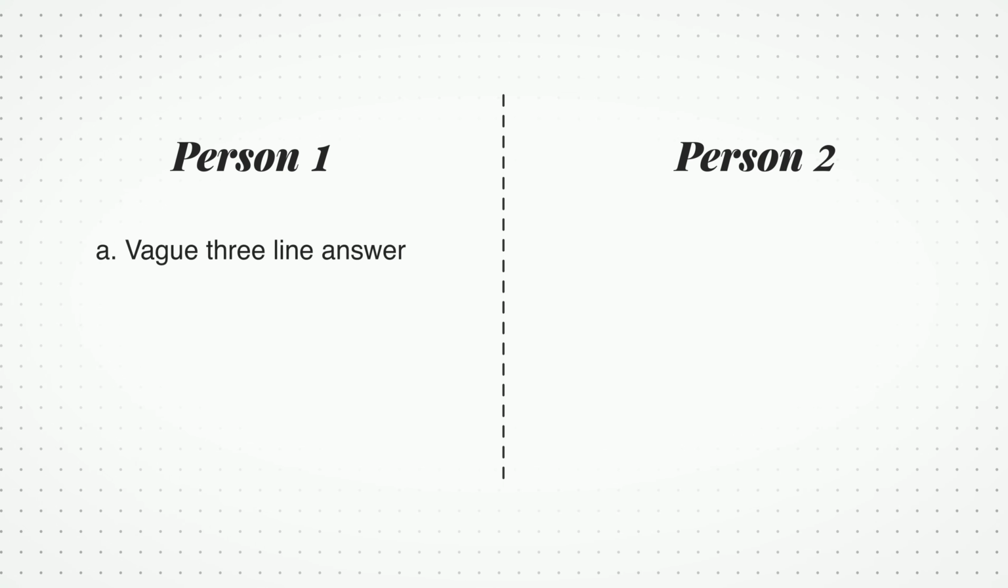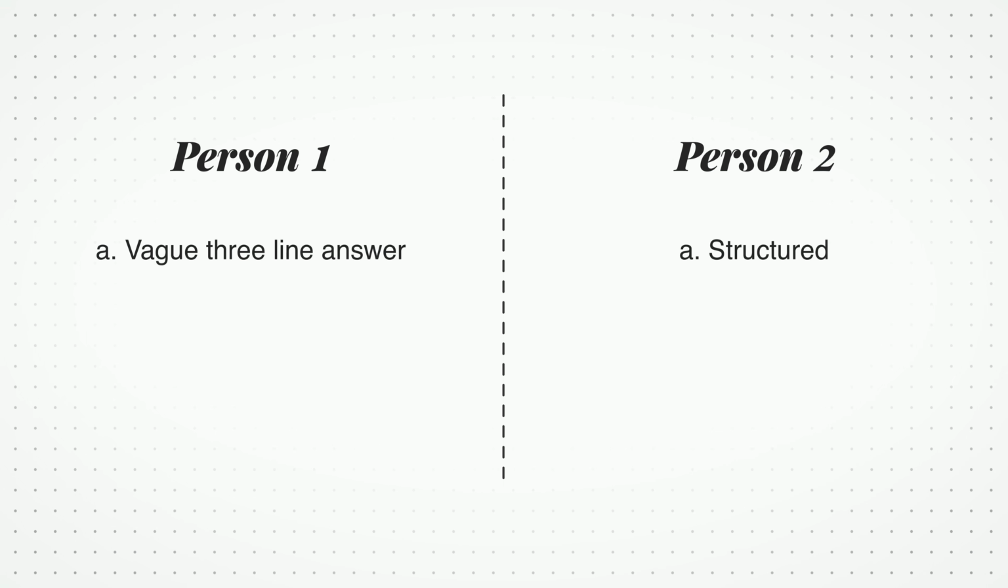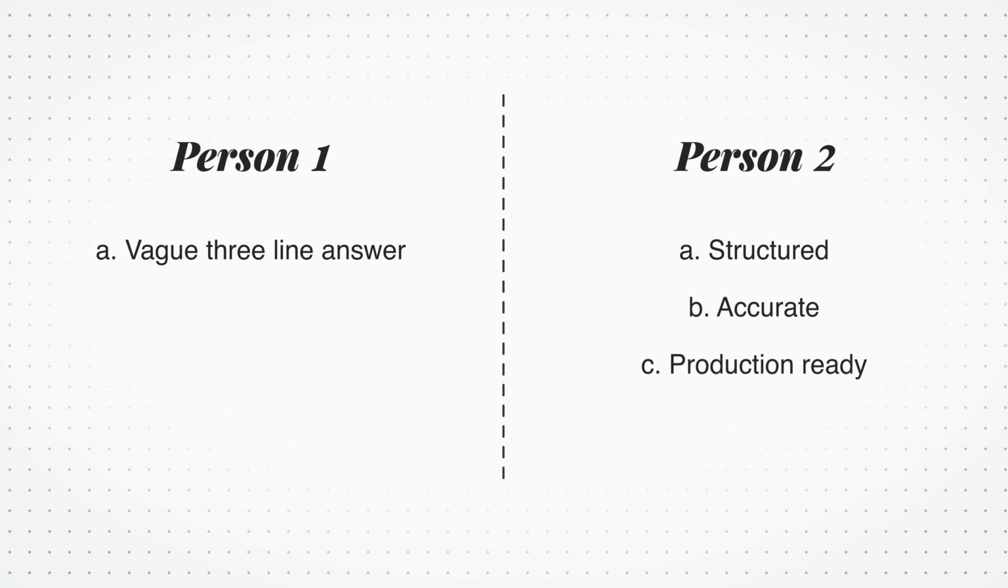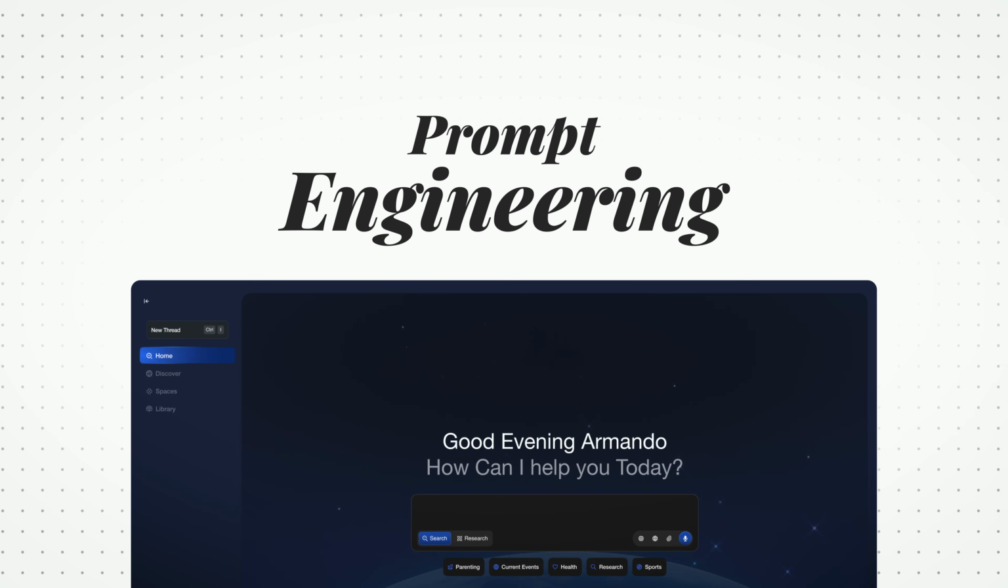Because here's the thing, two people can use the exact same AI model, give it the exact same task, and get completely different results. One person gets a vague 3-line answer, the other one gets a structured, accurate, and production-ready output. The model is identical, so the difference is entirely in how they communicate with it. That skill has a name. It's called prompt engineering. And once you understand it properly, your relationship with every AI tool you use changes permanently.